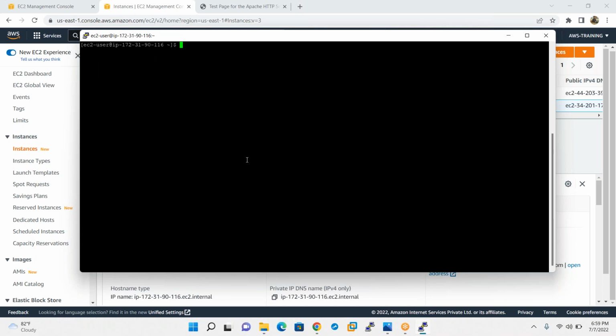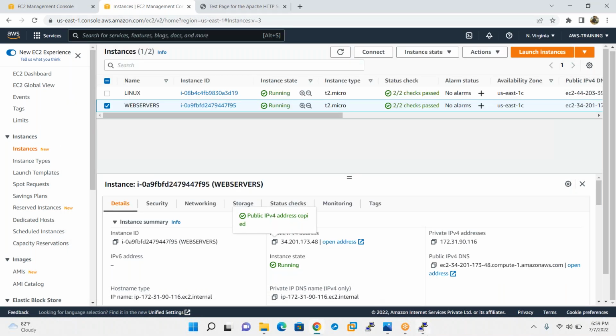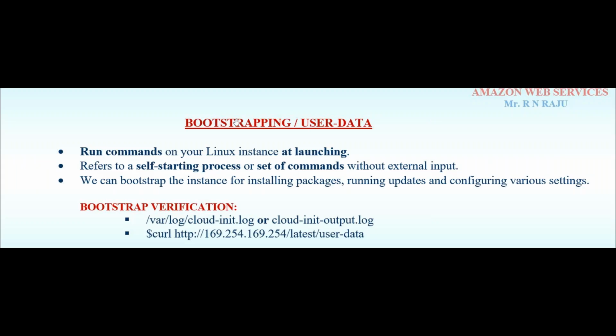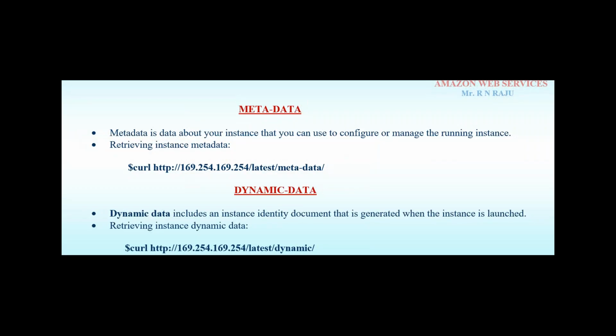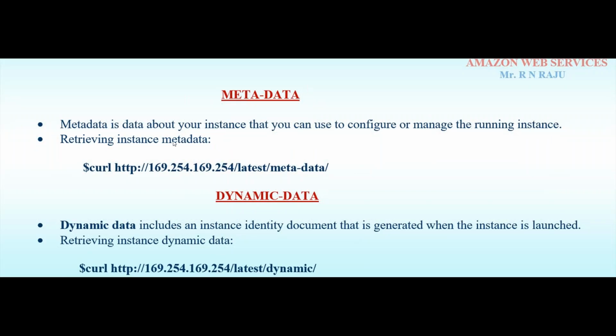Then the next important thing. See, that is called curl http://169.254.169.254/latest/user-data. And the last one is metadata or user data. So what is metadata? Metadata is data about your instance that you can use to configure or manage the running instance, or for retrieving instance metadata. So here the same IP address, but instead of user data, metadata.